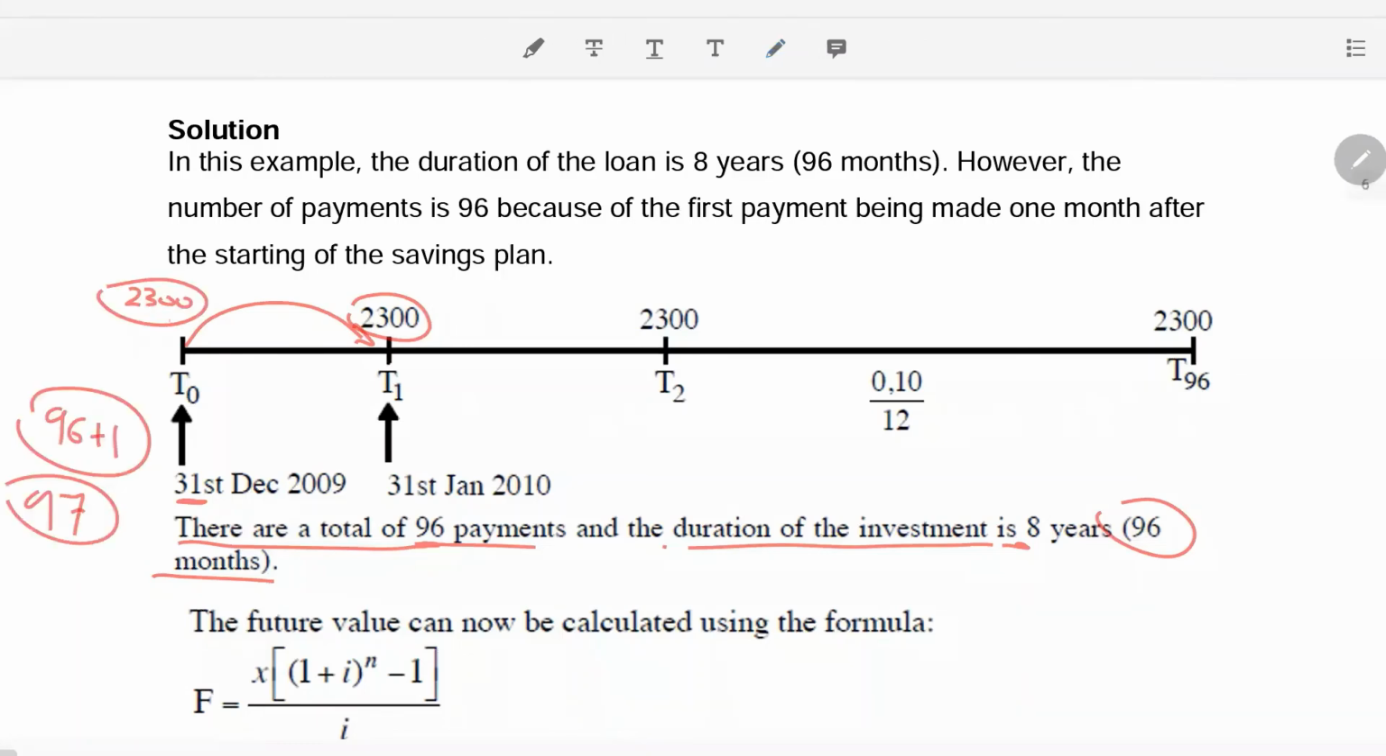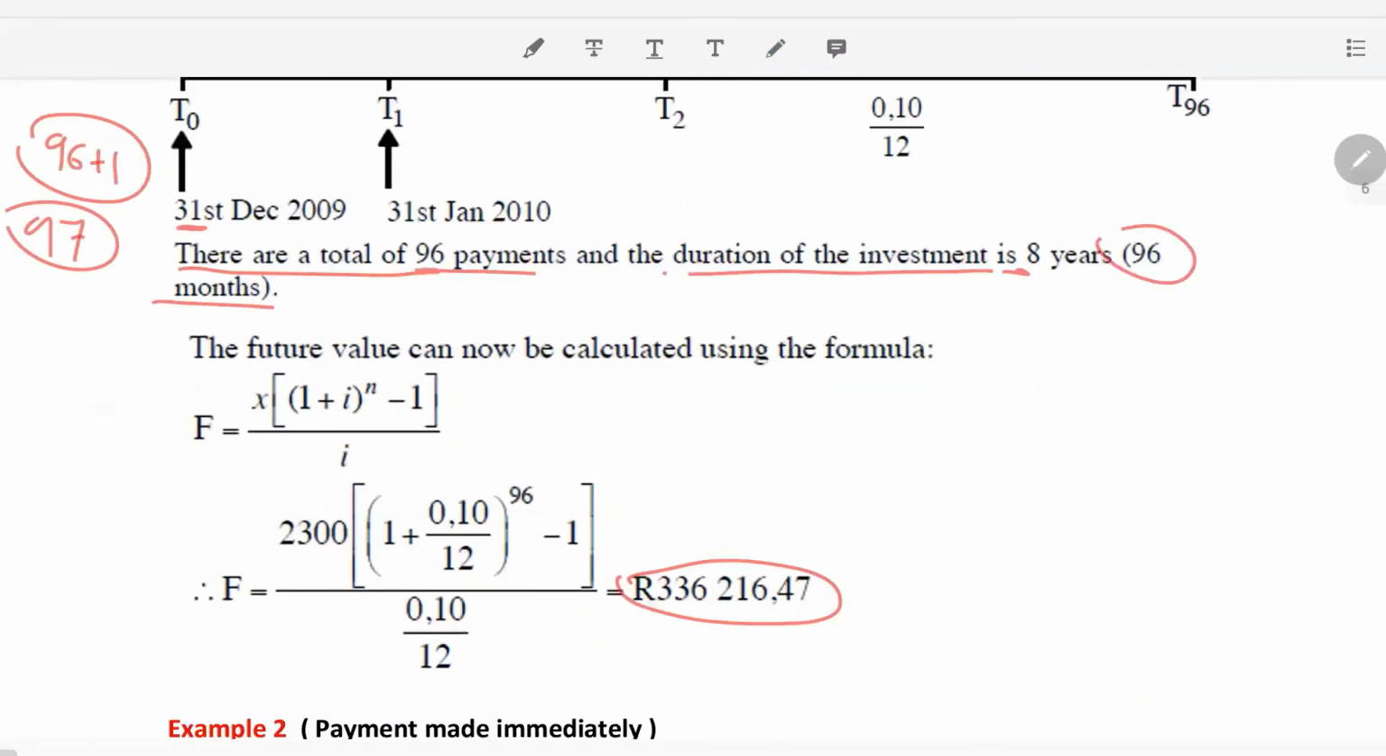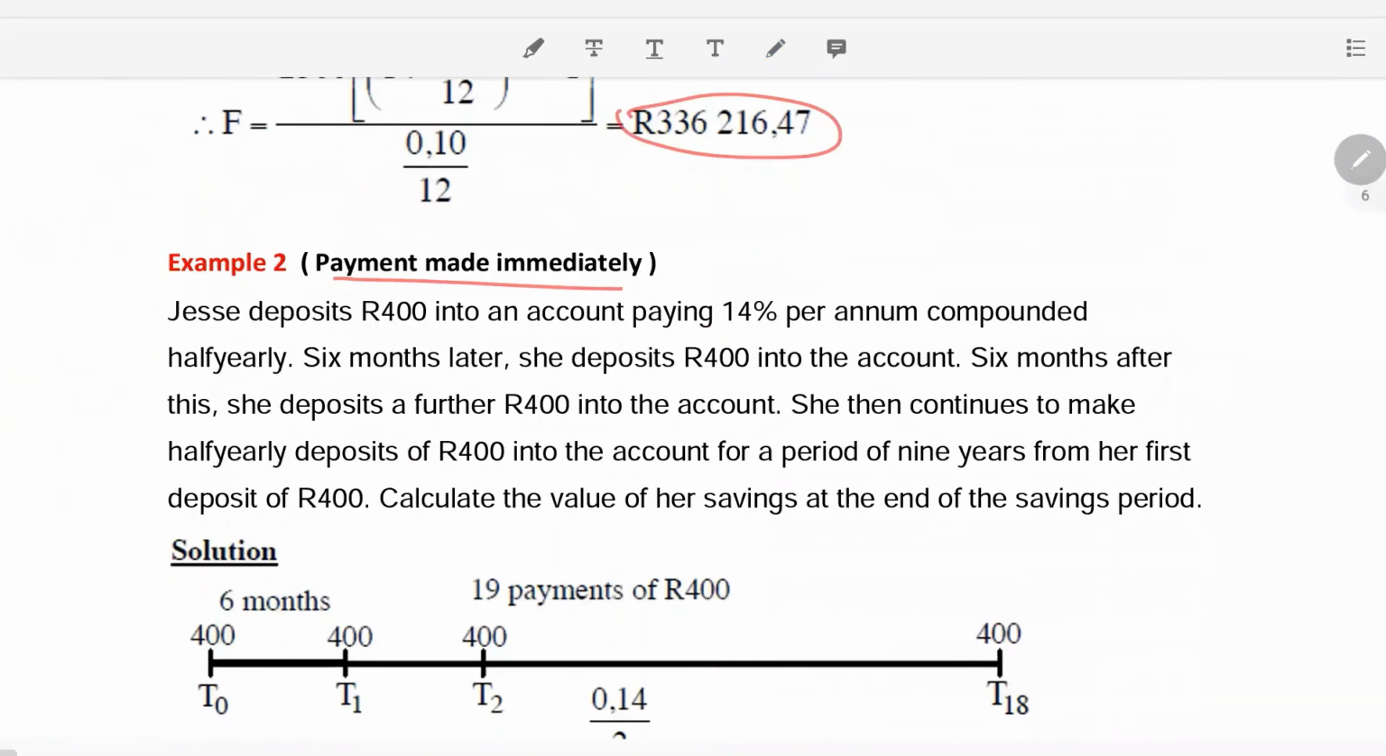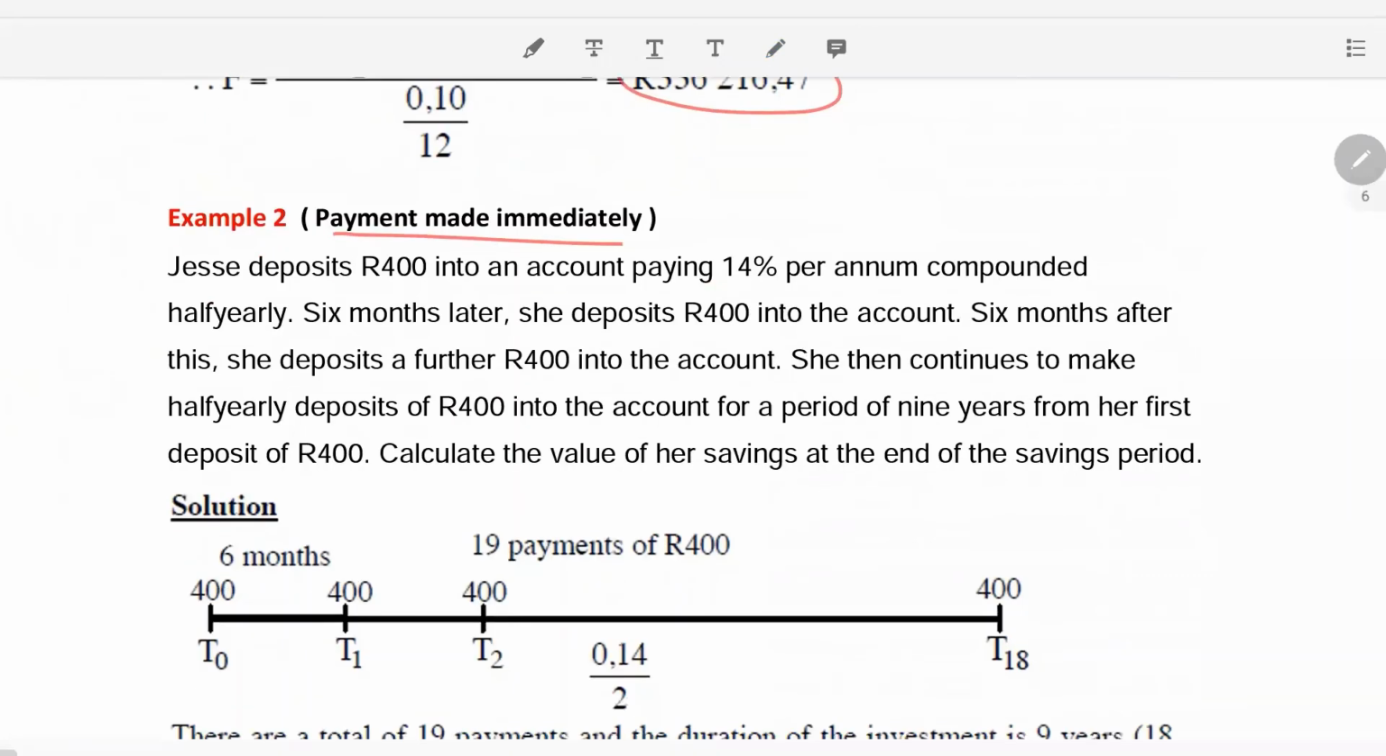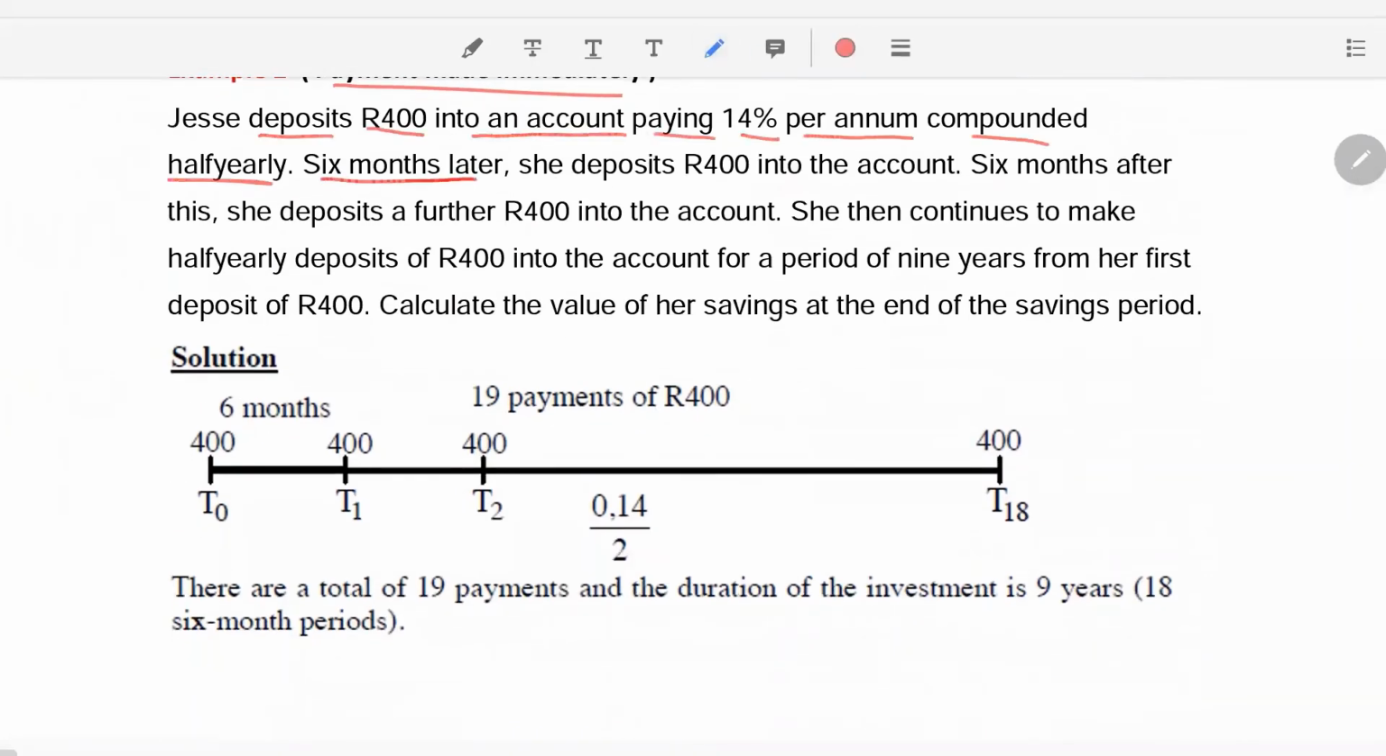Jesse deposits 400 into an account paying 14% per annum, compounded half yearly. Six months after this, she then continues to make half yearly deposits of 400 into the account for a period of 9 years from her first deposit of 400. Calculate the value of her savings at the end of the 9-year period.